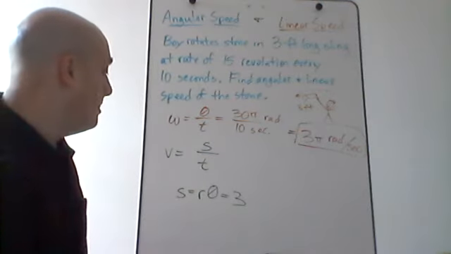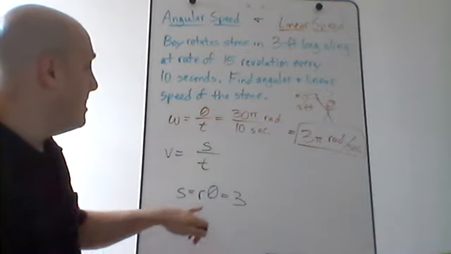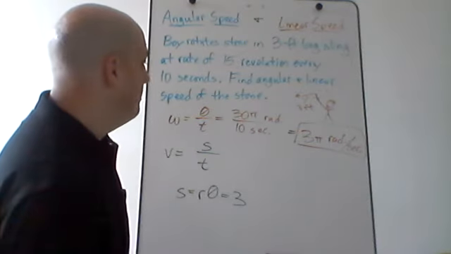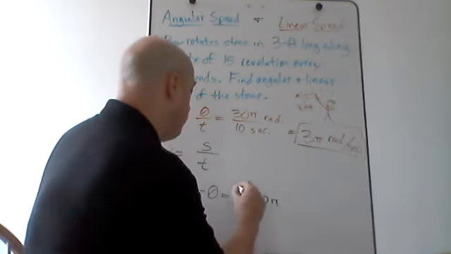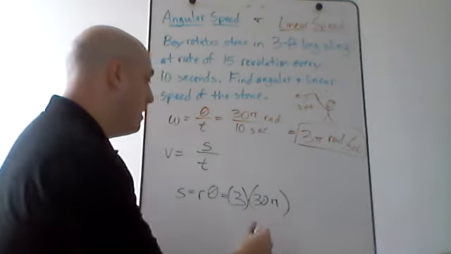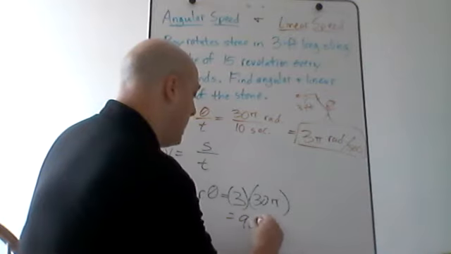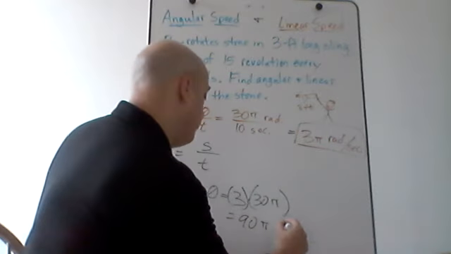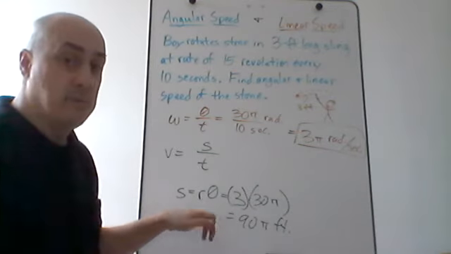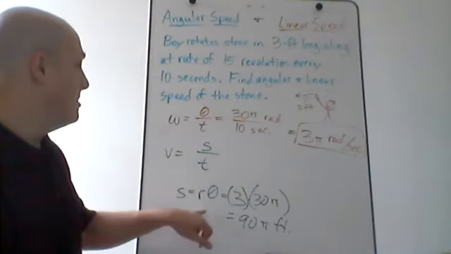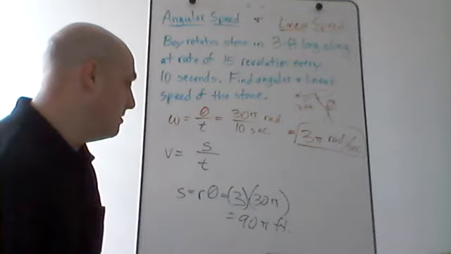So s is equal to r times theta. My radius is 3, and my theta was 30 pi. So it's 3 times 30 pi, which is going to equal 90 pi feet. Remember, my arc length uses the same units of measurement as my radius does. So if my radius is measured in feet, my arc length is also measured in feet.